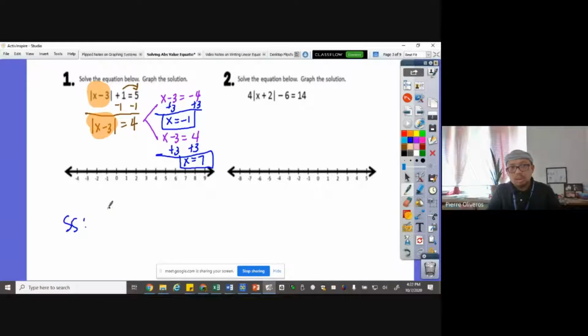So the solution set will be negative 1, comma, 7. And the graph is negative 1 and 7. No need to connect, no need to do anything. Just plot the points. Kaboom.